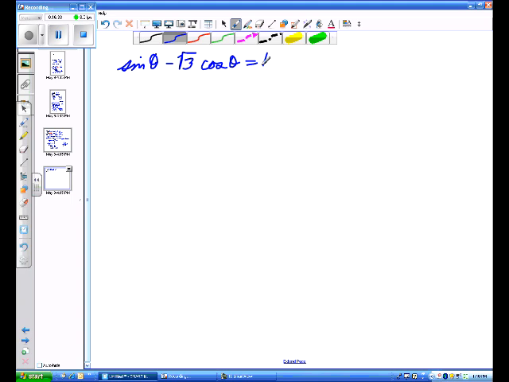So we're going to do a technique here where we will get one of these by itself. And so it would be easiest to get the sine by itself. So we'll have sine theta equals 1 plus square root of 3 cosine theta. So I added square root of 3 cosine theta to both sides. And then we're going to square both sides.